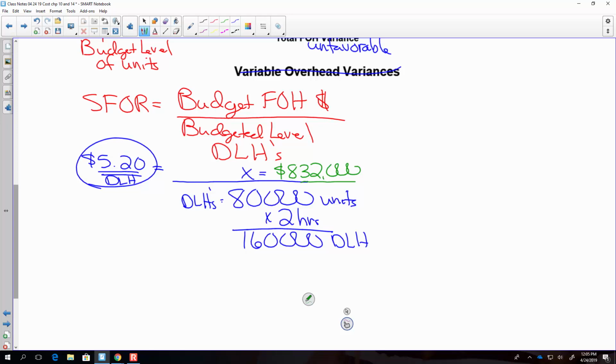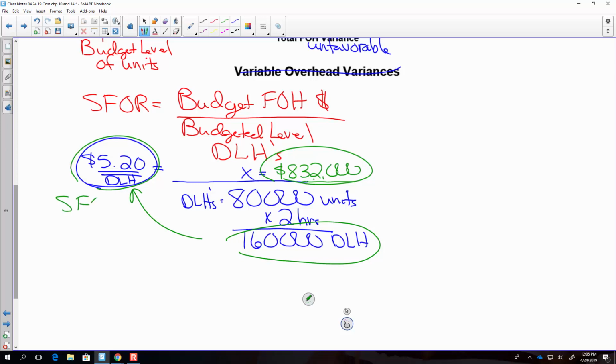So the problems will give you different numbers. Sometimes we'll give you the 832. Sometimes we'll give you this and you have to figure out the 832, right? Sometimes we'll give you the 832 and this, and you have to find the rate. This is my SFOR rate, my predetermined rate. So every problem will be different that way.